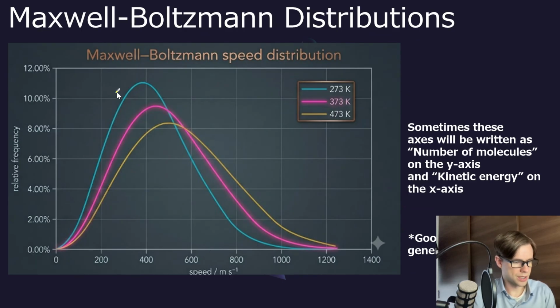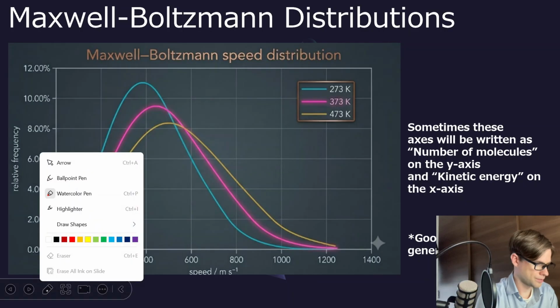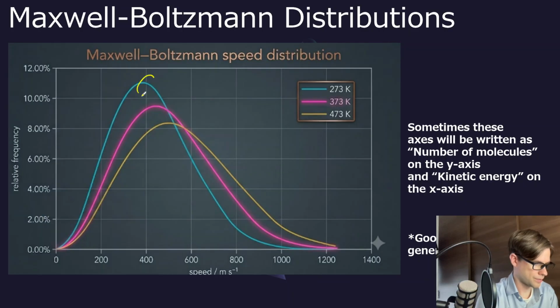So we have percentage on the y-axis, and then some property, which in this case is speed on the x-axis in meters per second. So basically what you would do is, if you want to know how many percent of your sample is at a certain speed, say 400, you can look up where one of these graphs intercepts 400. So if we look at 273 Kelvin first, the blue one, 400 would intercept right about there. That's right about 11%.